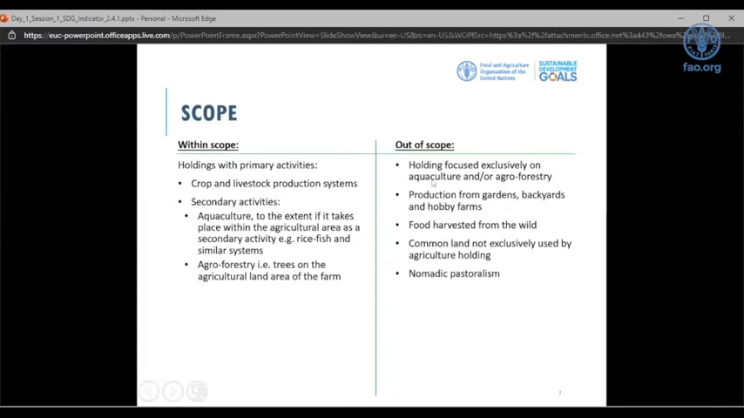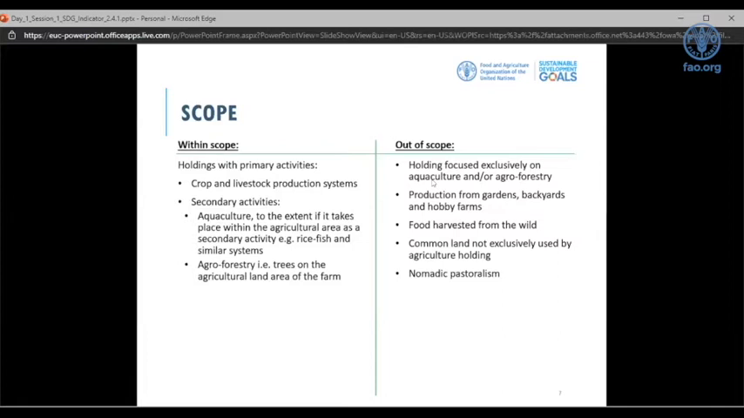What is out of scope of the indicator is those holdings that are focused exclusively on aquaculture or agroforestry. So if the primary production of an agriculture holding or agriculture farm is aquaculture or agroforestry related commodities, then those are out of scope. Secondly, production from gardens, backyards, and hobby farms are also excluded from the scope.